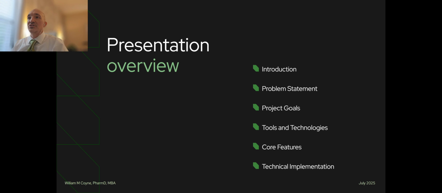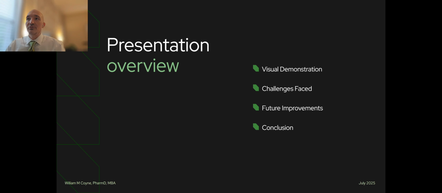For the presentation, we have the following sections we're going to go over: an introduction, problem statement, project goals, tools and technologies, core features, technical implementation, a little visual demonstration, some of the challenges that were faced, future improvements if I were to release this commercially, for example, and a conclusion to wrap things up.